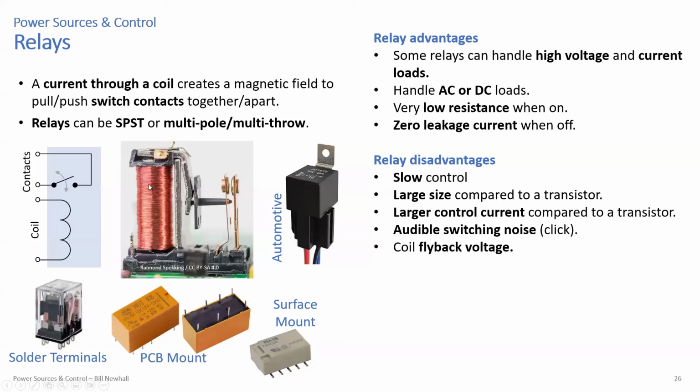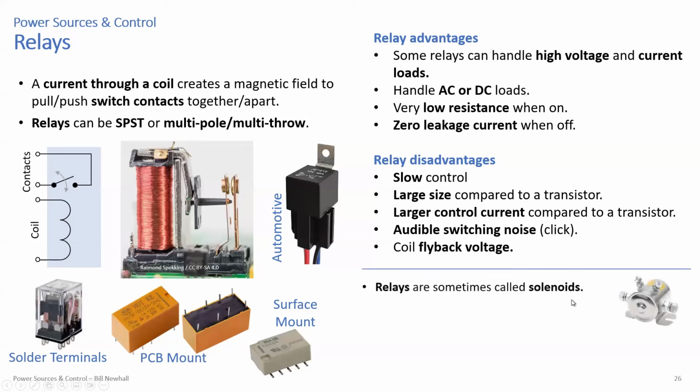If you try to shut off the current very fast, that's a very big slope. And so you get a rapidly collapsing magnetic field that creates a big voltage. And so you get this flyback voltage across the coil. And so it's good practice to use a normally reverse bias diode there to dissipate that stored energy, so you don't have that high voltage destroy whatever the coil's connected to.